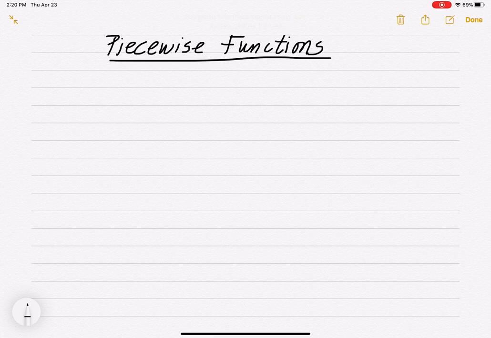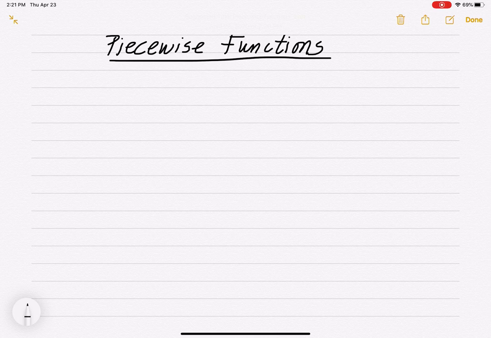So we want to continue in section 3.8. We were looking at transformations of functions, and we want to look at what are called piecewise functions. A piecewise function is kind of like a machine, where you have inputs and outputs, but it's broken up into different pieces. Let me give you an example here.